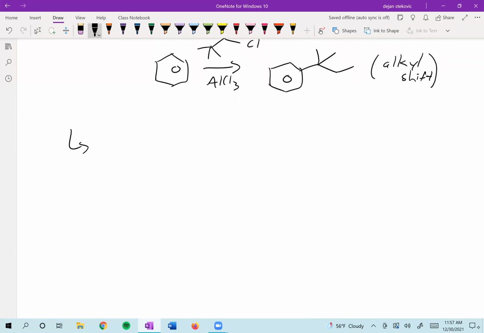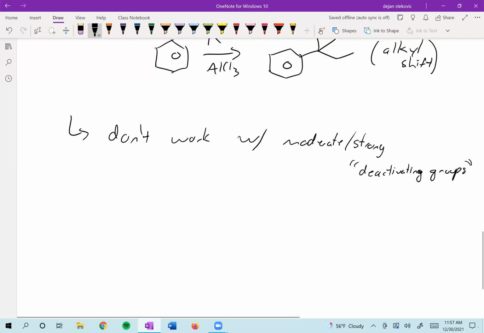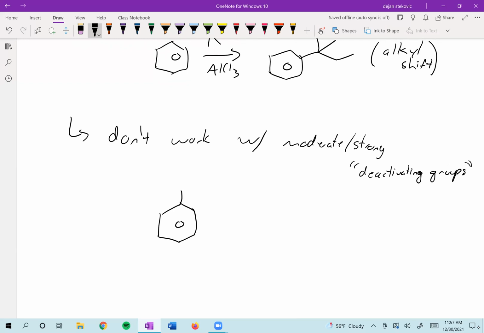The last thing that isn't quite very good with these Friedel-Crafts alkylations is that they don't work with moderate or strong deactivating groups. And we'll learn about what that is later on. But for right now, we're just going to call it an EWG, an electron withdrawing group. Basically, if you have one of these and you try to react it with your alkyl halide and your AlCl3, you're not going to get any reaction.